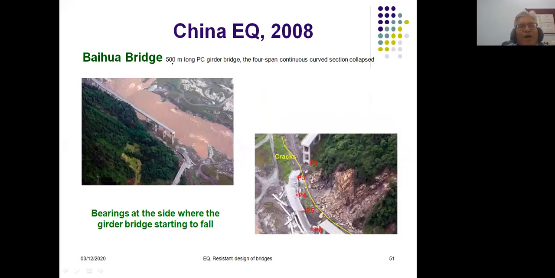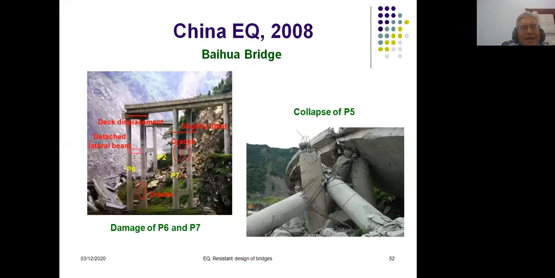Behua bridge, a 500 meter long PC, prestressed concrete bridge, four-span continuous. See, a very long bridge, four-span continuous. And these are the piers P2, P3, P4, P5, P6. All the spans fell on the ground, you can see. Because of the small seating width, again you can see the deck displacement. Here you found a deck displacement.